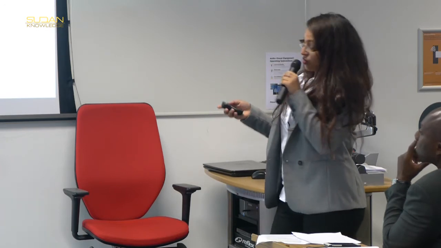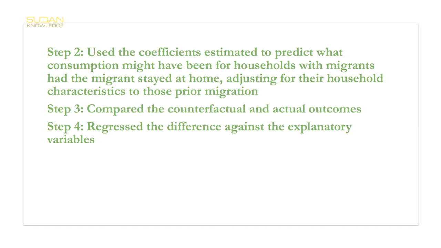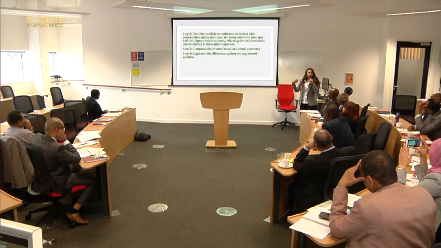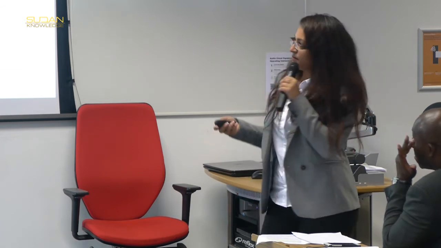And after I estimated this model for households with no migrants, okay? No migrants. And after that, I used the coefficient estimates to predict what the consumption might have been for households with migrants had the migrants stayed at home. And when I did that, that gave me an estimate of their counterfactual consumption expenditure. And I was able to compare that counterfactual with their actual consumption expenditure to find out, well, were they better off or worse off with migration?